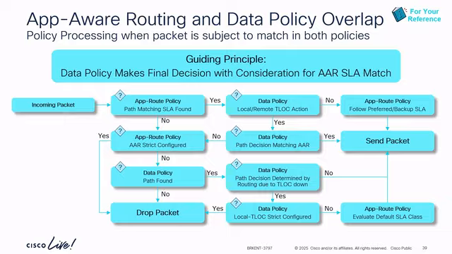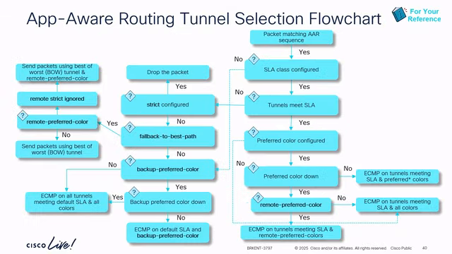So data policy won't completely override. It may, but it won't completely override. It will try to take into consideration SLA match conditions from application-aware routing policy. Let's go into a bit more detail, even deeper.